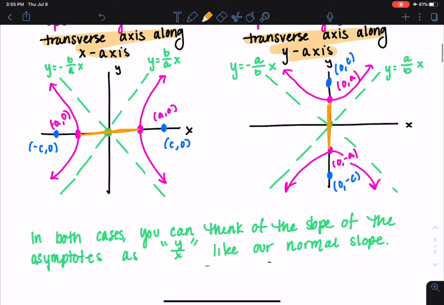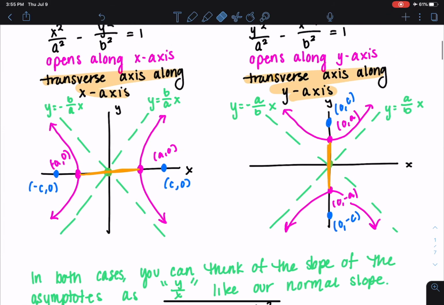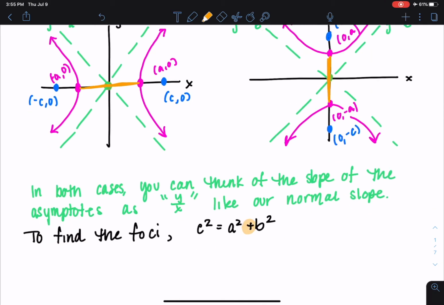Now, to find your foci in this case, or to find that value of c, we get to actually use the Pythagorean theorem itself. So the way I like to remember this is this equation has a minus in the middle, the value of c has a plus in it. For the ellipse, that's a plus in the middle, and c has the minus in it.